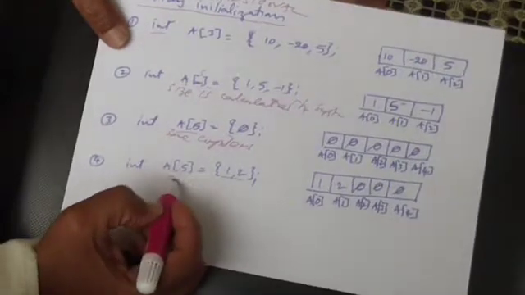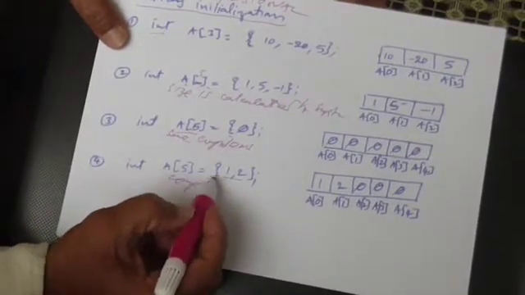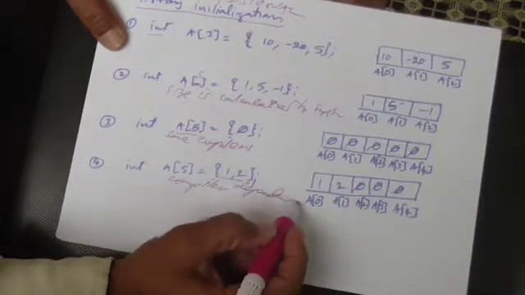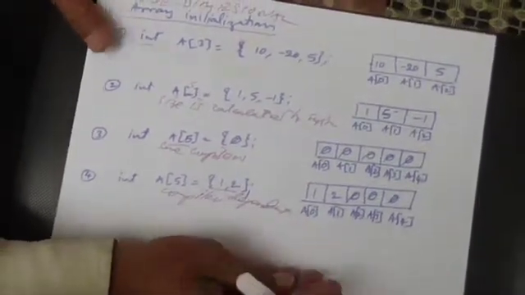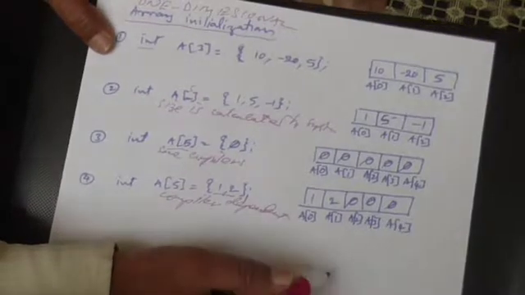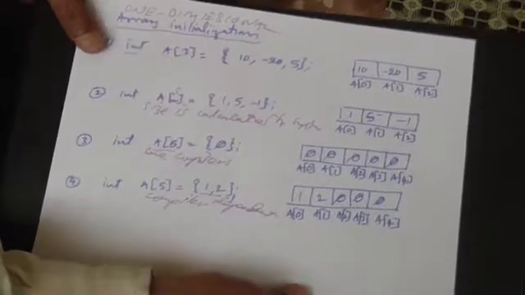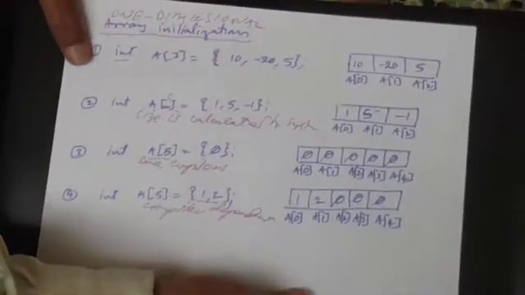See, these are all compiler dependent. Some compilers will say this is a wrong declaration or wrong initialization, but other compilers will simply accept it. So this is about initialization of one-dimensional arrays.